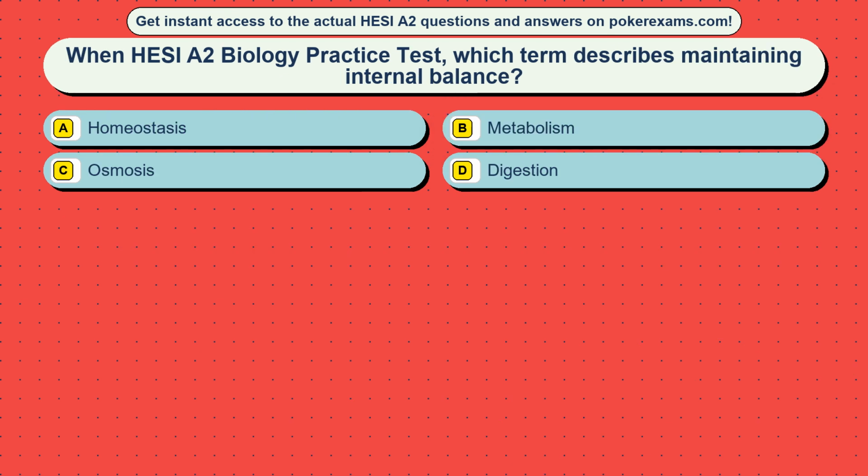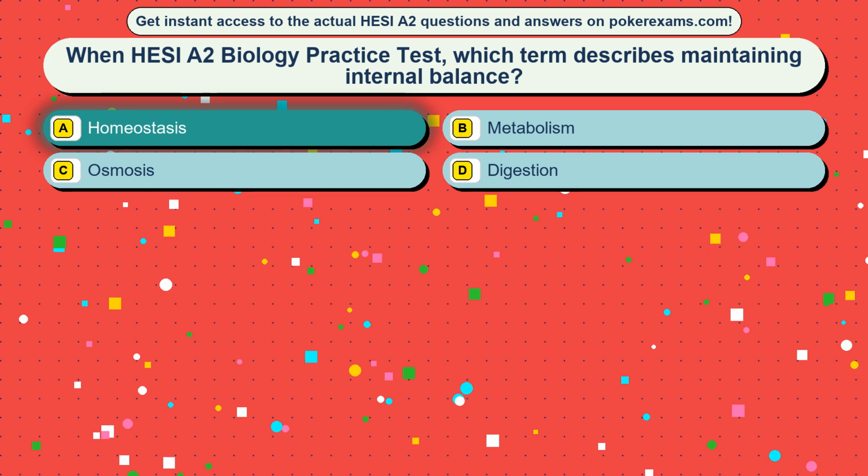Question 29. HESI A2 Biology practice test, which term describes maintaining internal balance? Option A, homeostasis. Option B, metabolism. Option C, osmosis. Option D, digestion. The correct answer is option A, homeostasis.